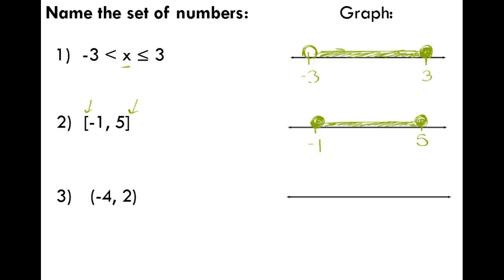Just like that. And then the last one, -4 to 2. You want open circles at each end, but it's still everything in between. So the open ends are because of the soft brackets, but it's everything in between still.